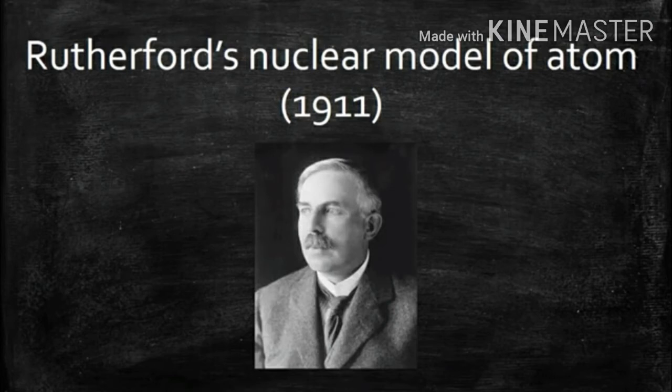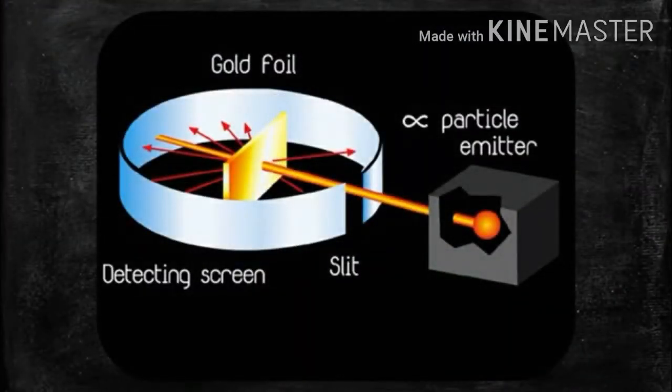Rutherford's nuclear model of atom, in the year 1911. Rutherford studied the inside of the atom by his celebrated scattering experiment and put forth the nuclear model of atom in the year 1911. Rutherford took a very thin gold foil and bombarded it with positively charged alpha particles emitted by a radioactive element. He observed the path of alpha particles by means of a fluorescent screen around the gold foil.